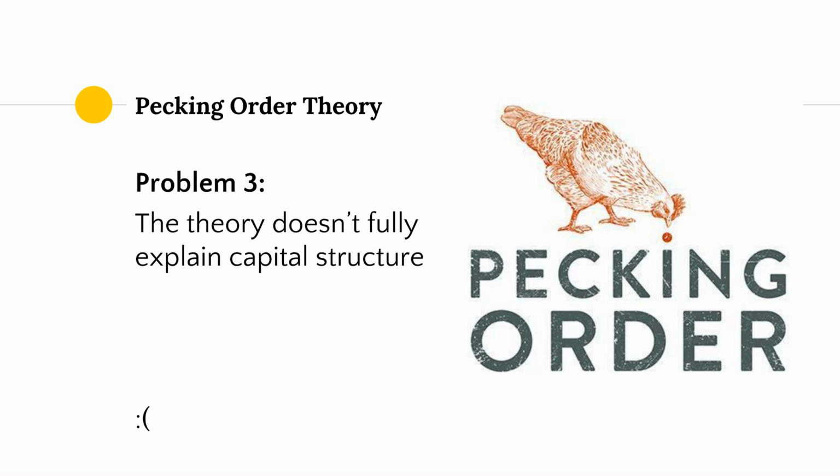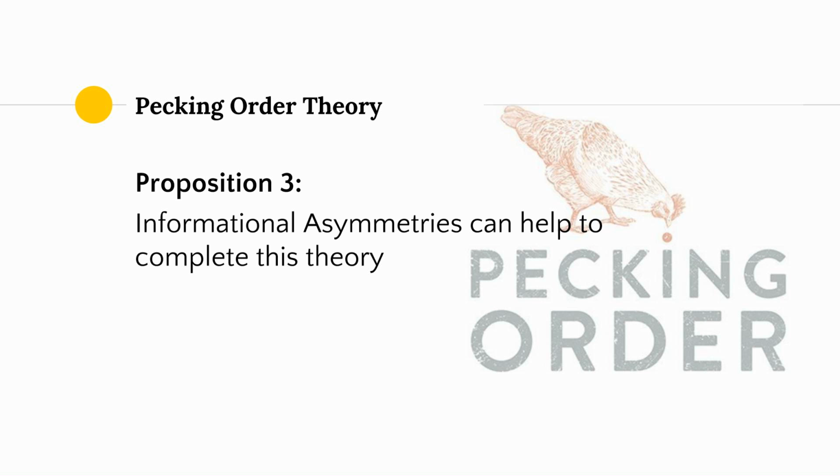Well, what Myers thinks is going on, Myers and Majluf actually, in a simultaneously released paper shortly after the paper I'm discussing in this video, they think informational asymmetries are happening. So what he says is, informational asymmetries can help to complete this pecking order theory. Now, why is this pecking order theory observed in the first place?